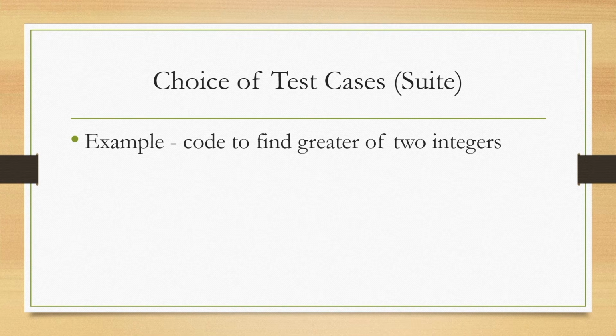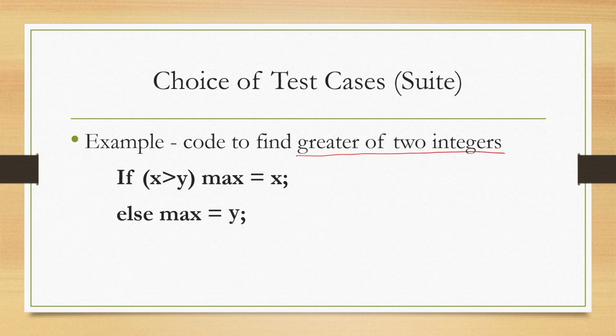To understand this point, let us take one example. Suppose we have written a code to find the larger of the two integers. So, the code snippet is given here. If x greater than y, then max equal to x, else max equal to y. So, if x is greater than y, then max equal to x, and if x is less than y, then max equal to y. So, this is likely to give us the larger of the two integer values.